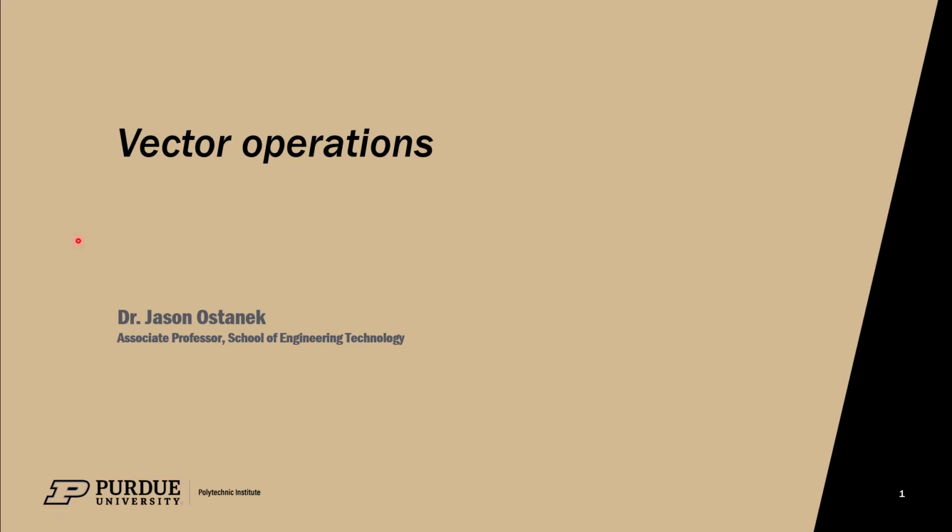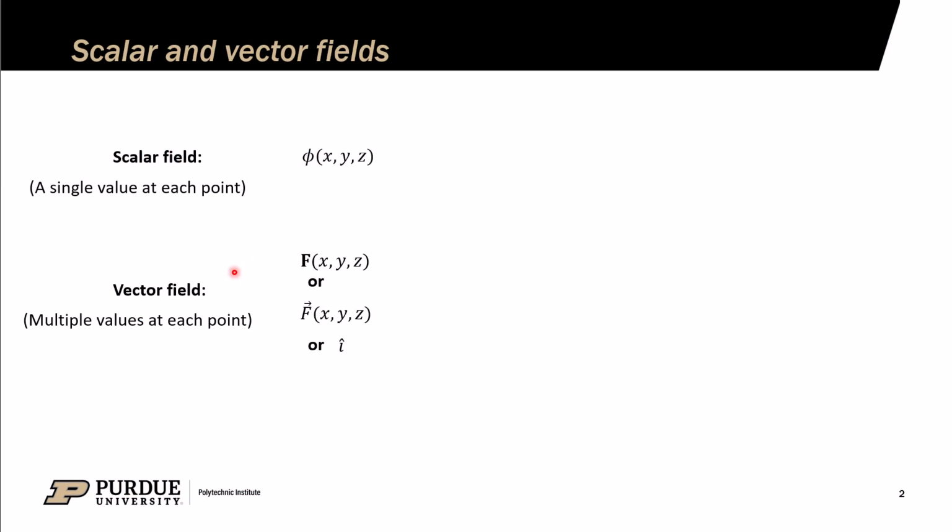Today we'll talk about vector operations. Before we talk about vector operations, let's introduce scalar and vector fields. A scalar field is a function that takes a single value at each point in the domain. In this example, my function is phi, and it depends on three independent variables, positions x, y, z. Your functions may depend on time as well.